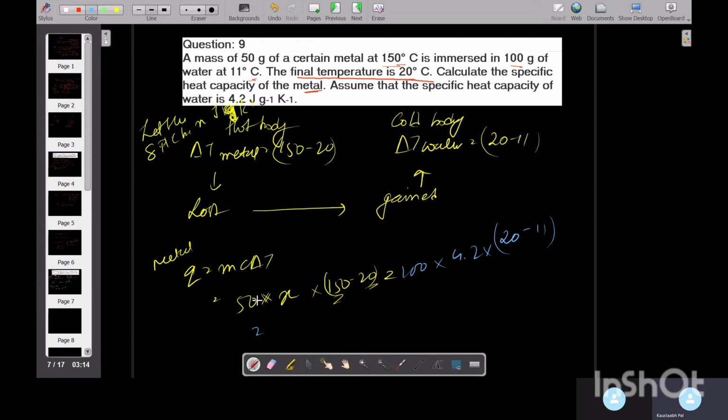Okay, so here cut it by 2. When you cut it by 2, what do you get? X multiplied by 150 minus 20, which is 130, equal to Z. You can multiply, or just keep it like that. 2 into 4.2 into 20 gives 9. So X is how much? 2 into 42 into 9, I'm making this 10, over 130. If you calculate, you'll get the answer X. So X will be the specific heat capacity.